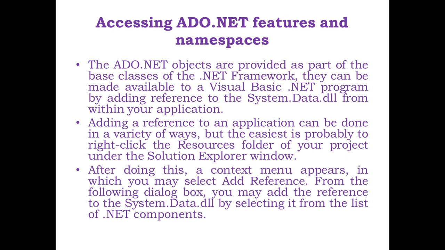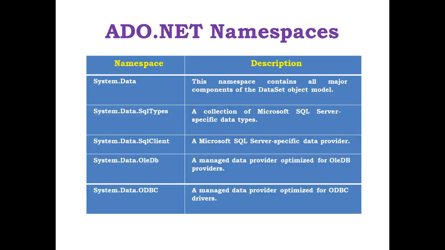The particular namespace is called System.Data. There are two types of connectivity for this data, especially SQL Client and OLEDB. In the data namespaces that come with ADO.NET, the namespace System.Data contains all the major components of the dataset object model. System.Data.SqlTypes is a collection of Microsoft SQL Server specific data types. System.Data.SqlClient is a Microsoft SQL Server specific data provider. System.Data.OleDb is a managed data provider optimized for the Object Linking and Embedding Database provider.